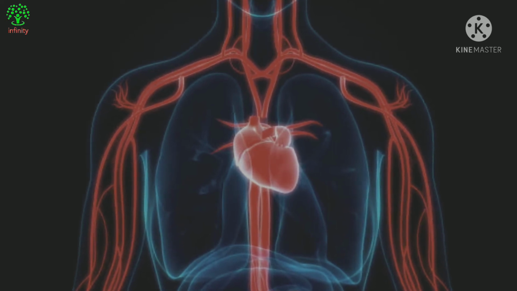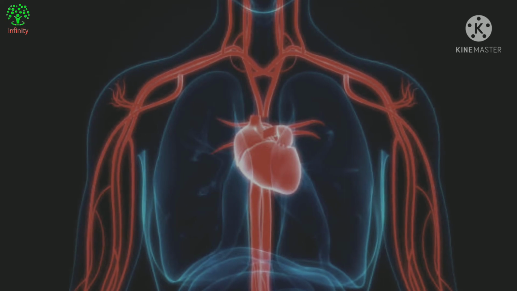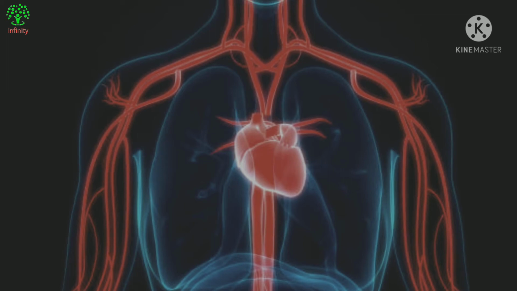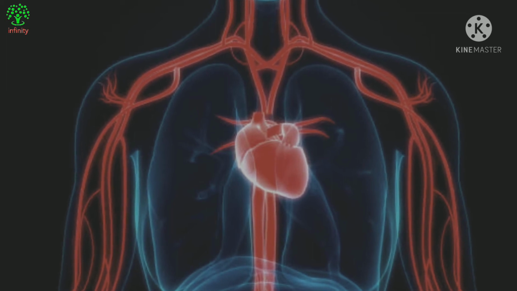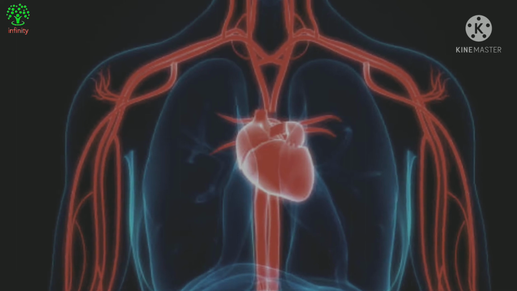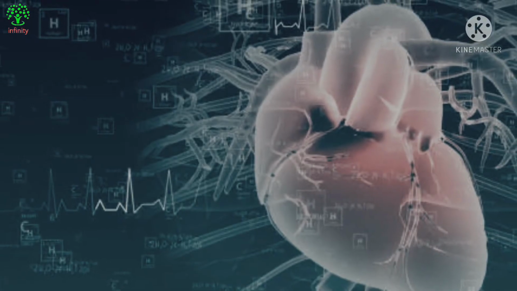Superior vena cava. A vein that collects oxygen-free blood from the upper half of the body, and that blood is received by the right atrium. Inferior vena cava. A vein that collects oxygen-free blood from the lower half of the body, and that blood is received by the right atrium.